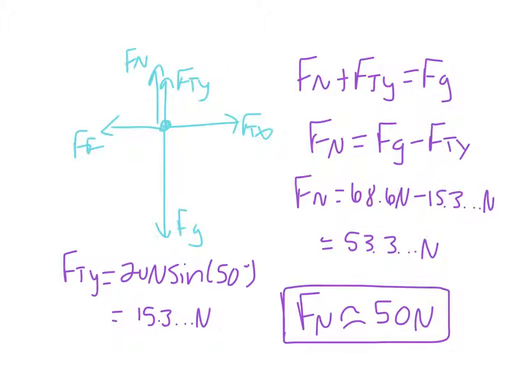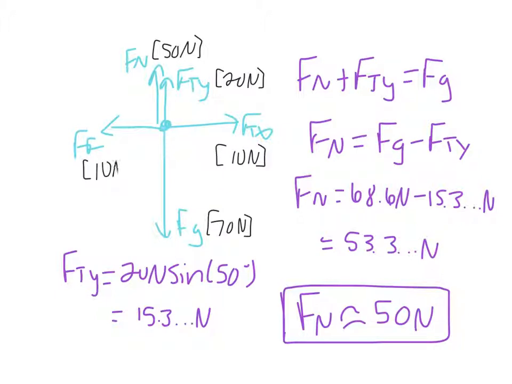If you ever see something asking you to draw a quantitative force diagram, all that's doing is solving out for all of the forces and writing them in. So to make this quantitative, we already know what all the forces are. With 1 sig fig, Fg would be 70 newtons. Fty would be 20 newtons. Fn, 50 newtons. Ftx, 10 newtons. And Ff, 10 newtons. So that's making the force diagram quantitative with sig figs.